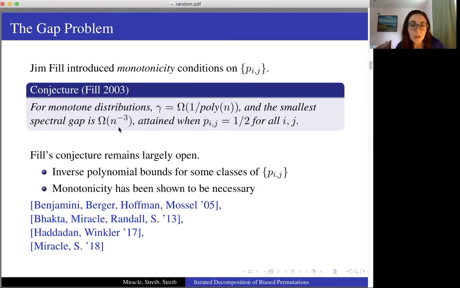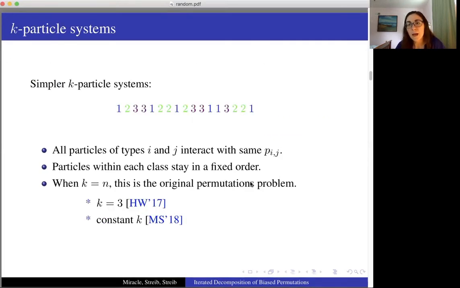So this conjecture is still open. It's been verified for some classes of Pij, and the monotonicity conditions have been shown to be necessary. So here's just a list of a few results towards the conjecture. And recently, people have looked at a slightly simpler problem where there are k types of particles in a linear array.